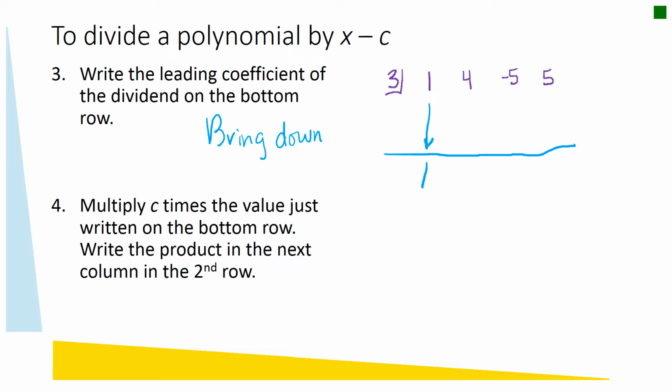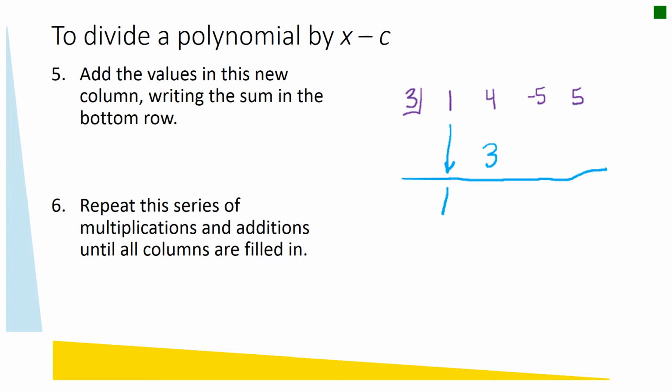Then we're going to multiply c, which is our 3, times the value that we just wrote on that bottom row. So that's going to be 3 times 1, and that's 3, and we're going to write that in the second row, underneath the 4. And then we're going to add the values in this new column, so 4 and 3 add up to 7. So we're adding as we go down.